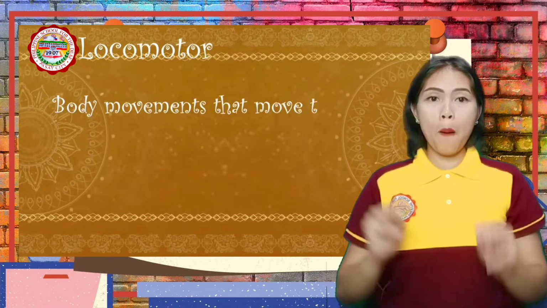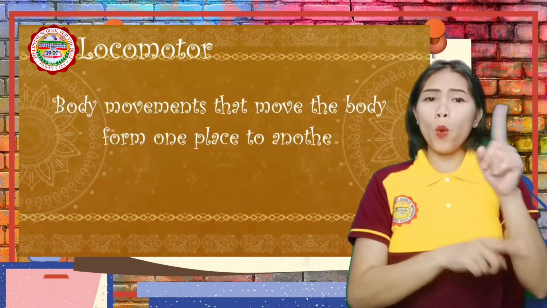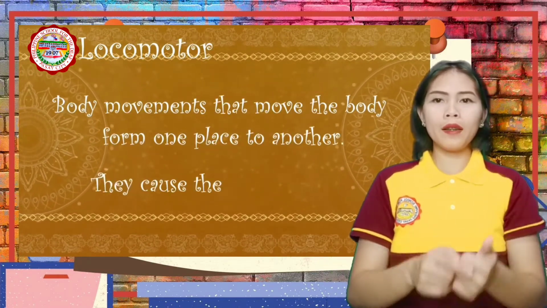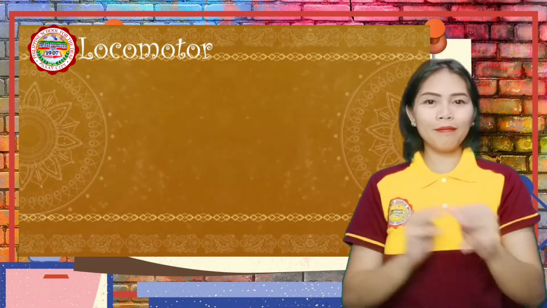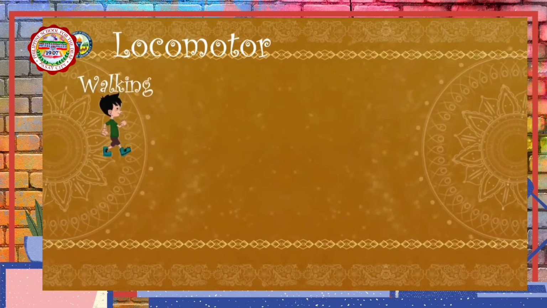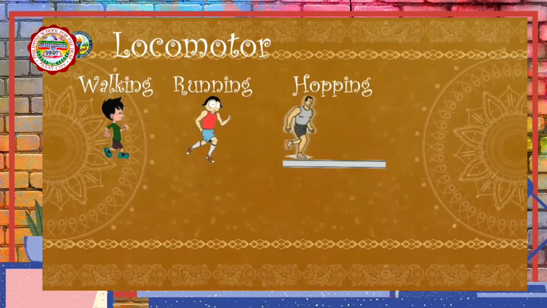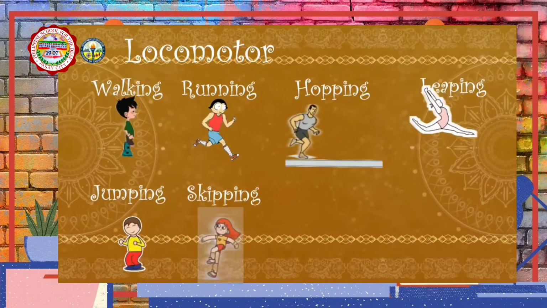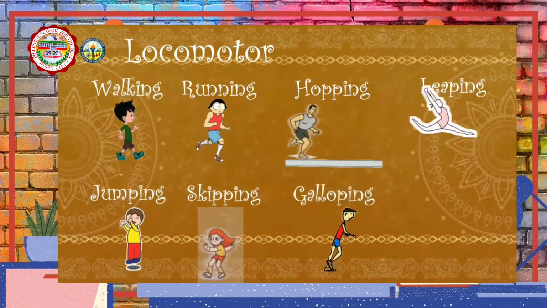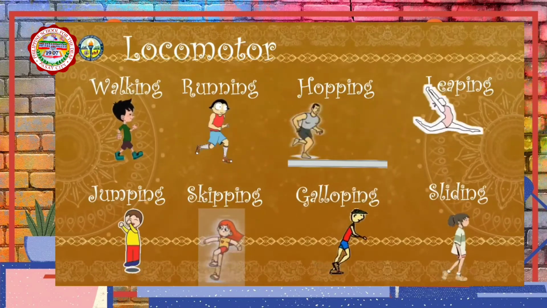Locomotor refers to the body movements that move the body from one place to another. They cause the body to travel. These movements include walking, running, hopping, lifting, jumping, skipping, galloping, and sliding.